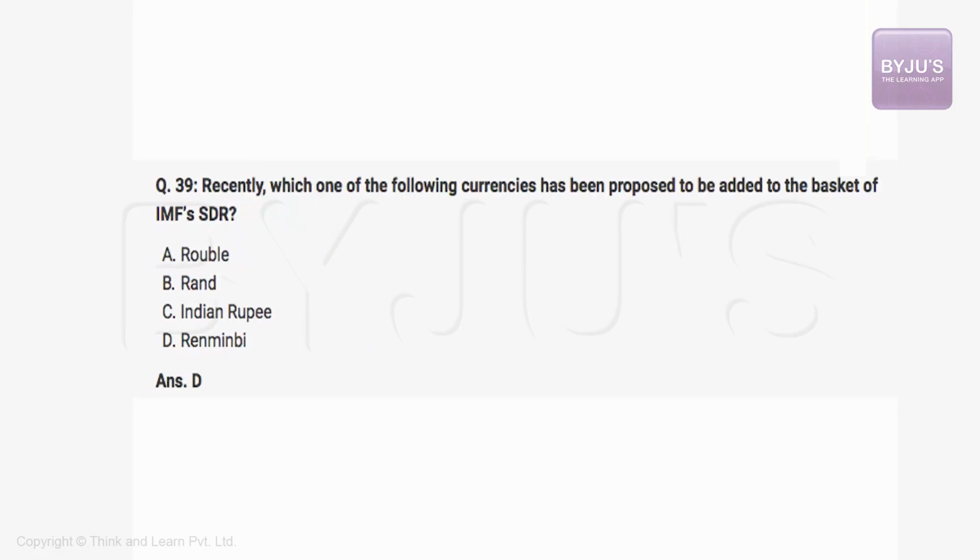Okay, one more. Which was recently added to IMF's SDR? Again, very, very popular in the news at that time. Renminbi, the Chinese currency, was added. So again, mark, move on. There's nothing to think about, hardly a few seconds for these questions. Very, very quickly, you'll finish these questions off, right?